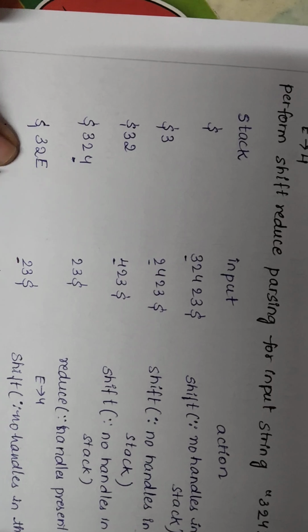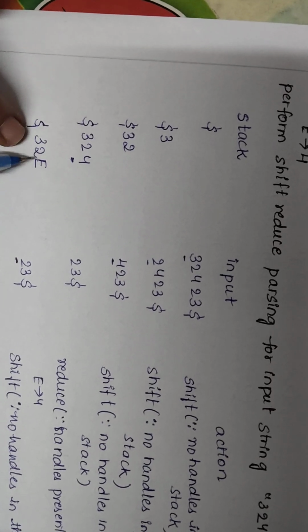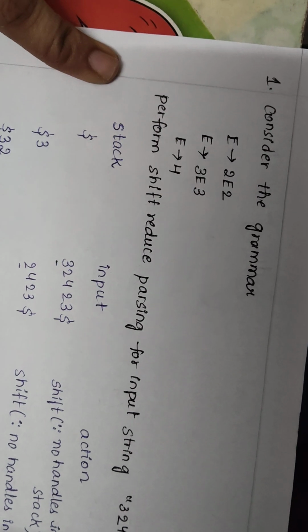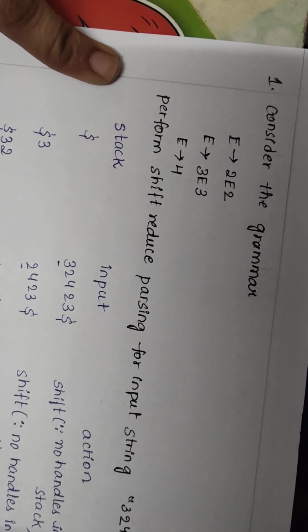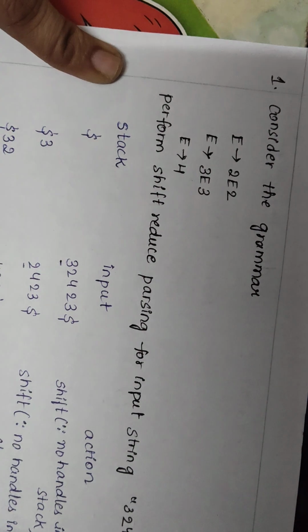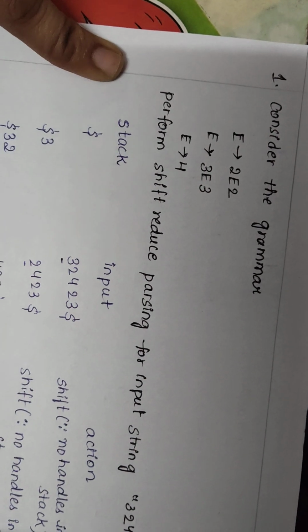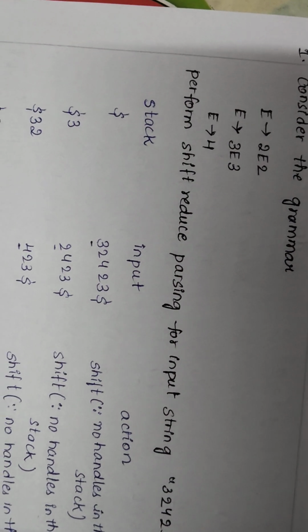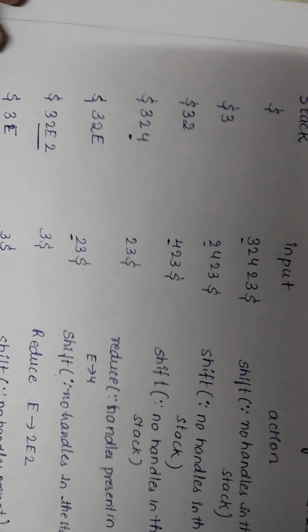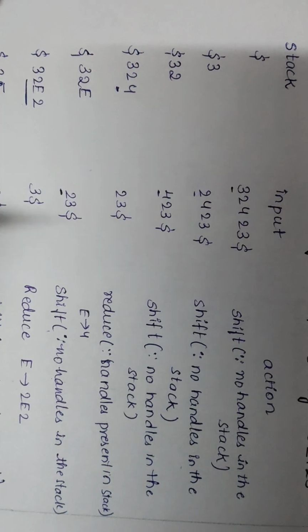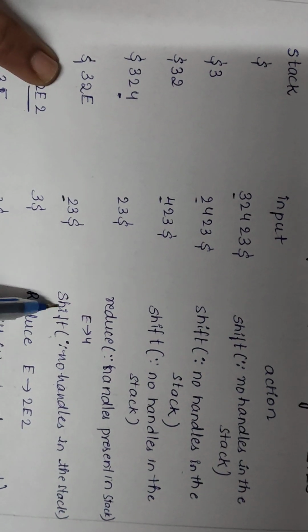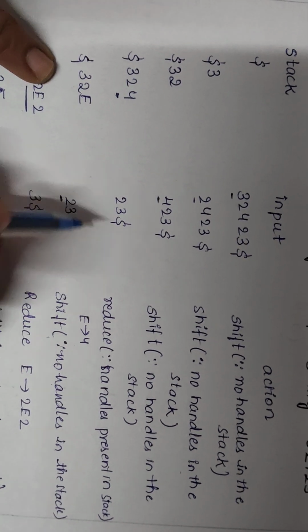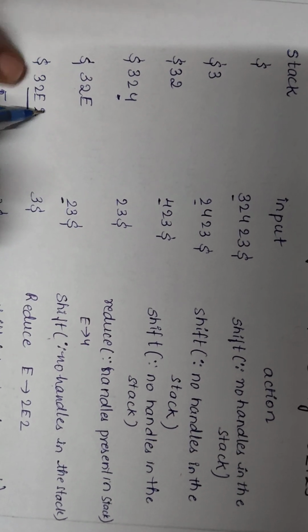Okay, now do we have 3 2 E in the stack? We don't have. Do we have only E in the stack? No. Do we have only 2? No. Do we have 3 2 E? No. So we need to perform shift. Since no handles, meaning no RHS element in the stack, we need to perform shift. Shift means the input element will be shifted here.